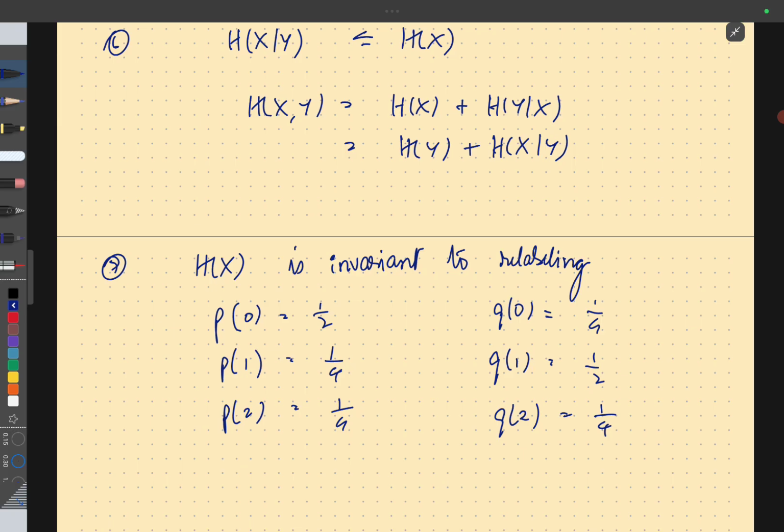All right? So the entropy does not depend on the alphabet, it doesn't depend on how the symbols are labeled.